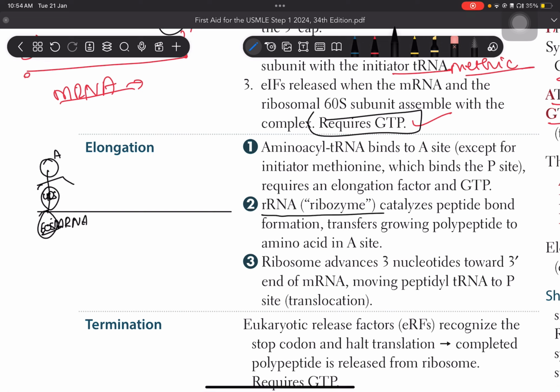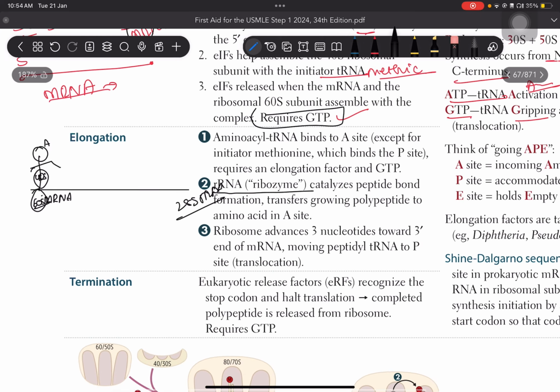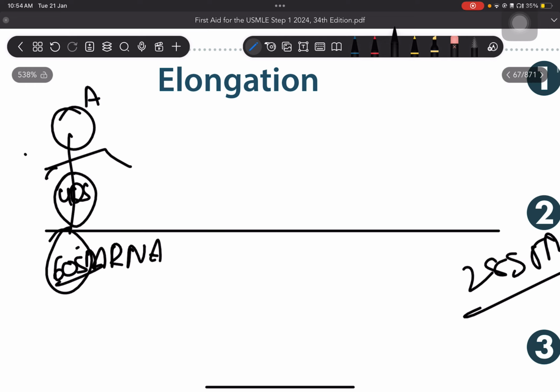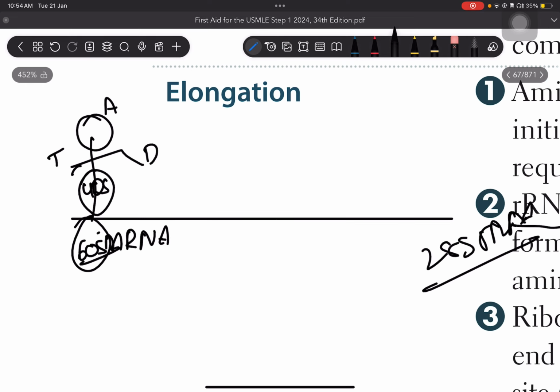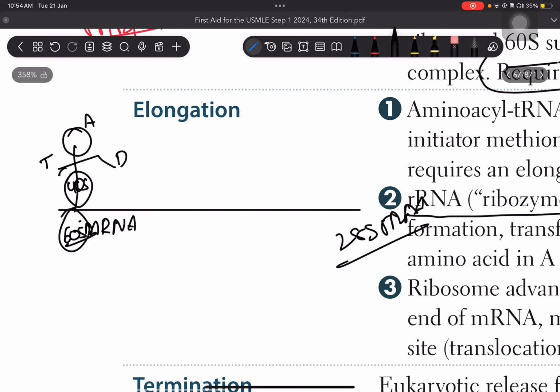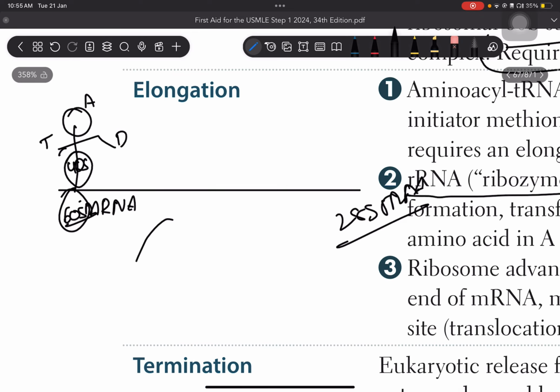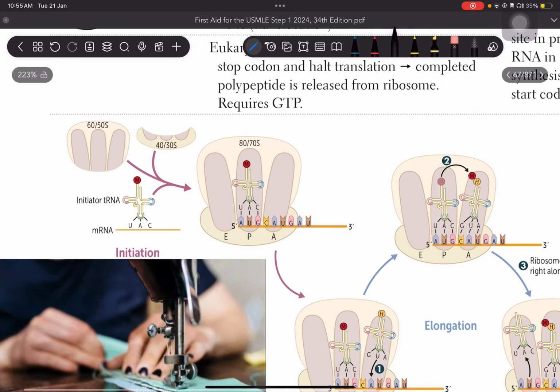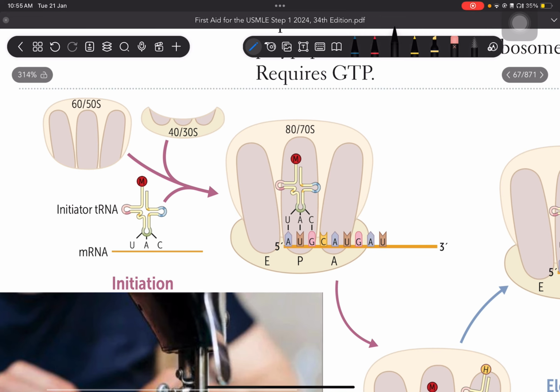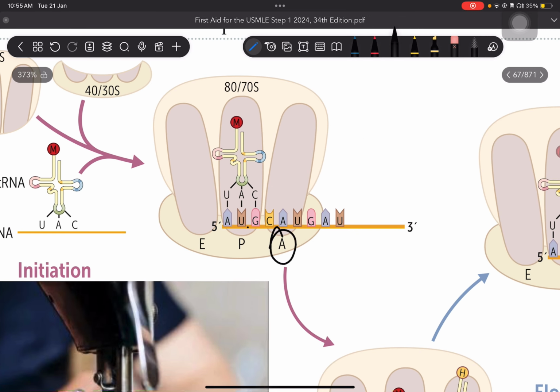Now this ribosome enzyme, what is this? It is 28S rRNA. This ribosome enzyme catalyzes the peptide bond formation and transfers the growing polypeptide to the amino acid in the A site. You have A site and you have P site. This is about tRNA. Now we are discussing the ribosome. Do you understand the difference? It's all occurring in the ribosome. I'll show in the diagram. In the ribosome you have A site and P site.